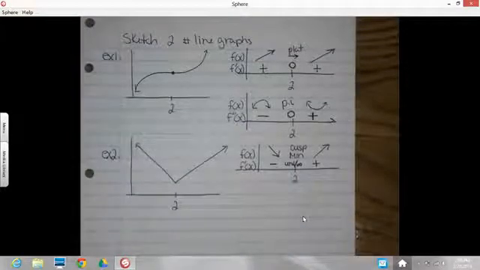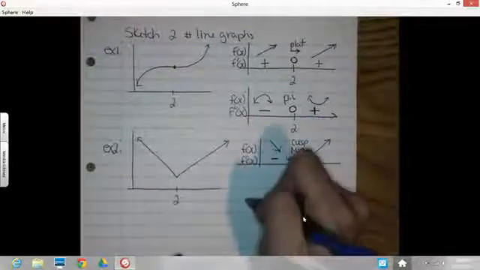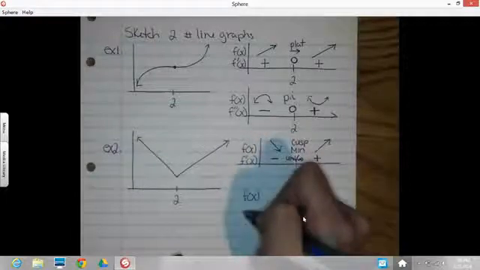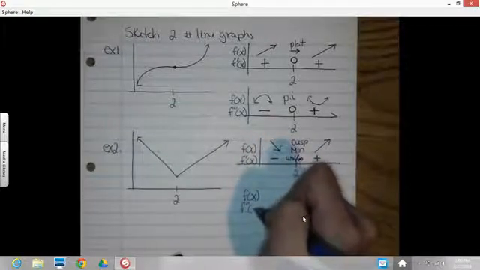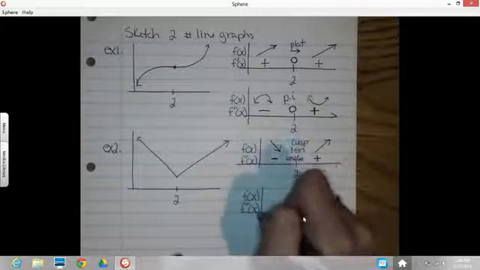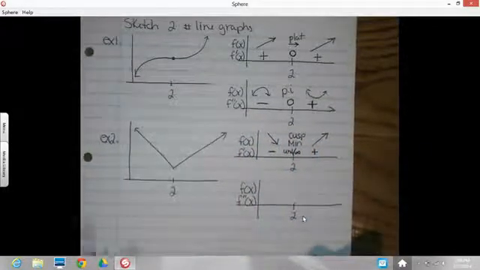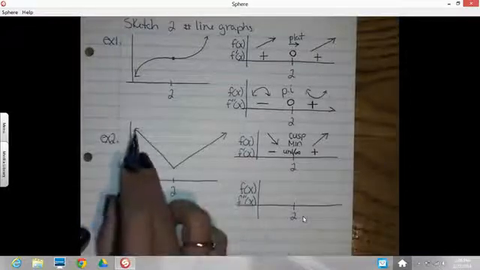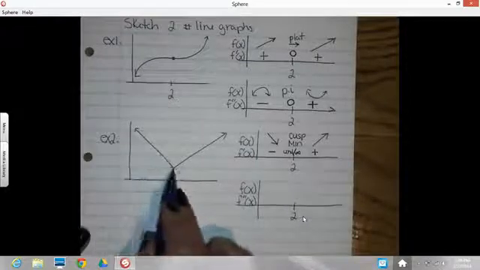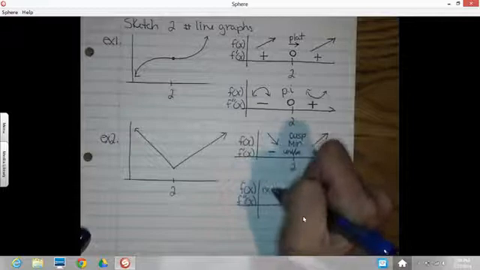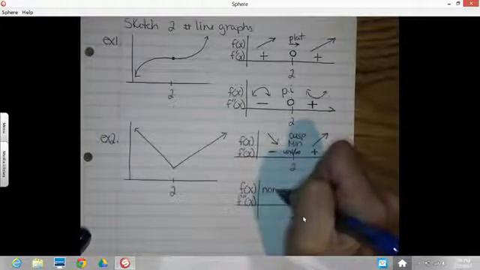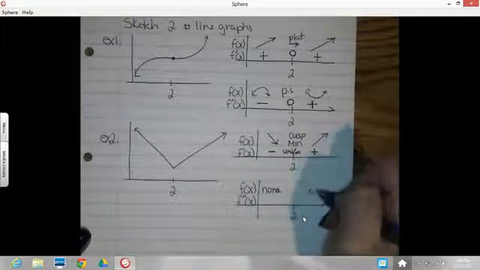Okay, the second number line graph, concavity in this one. So we've got our 2. Okay, here, this thing is as linear as it gets. There is no concavity. None.